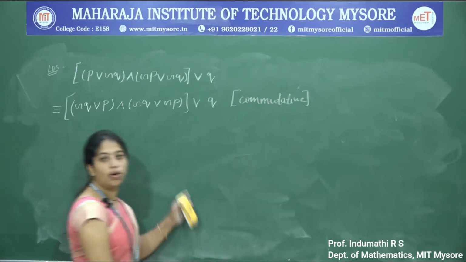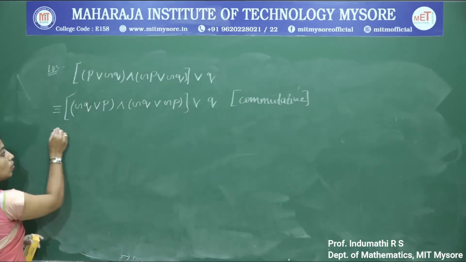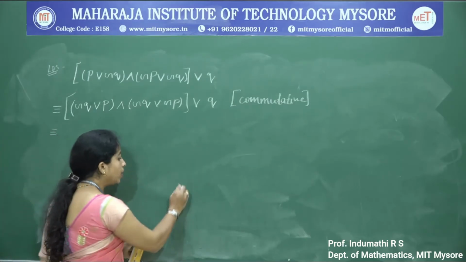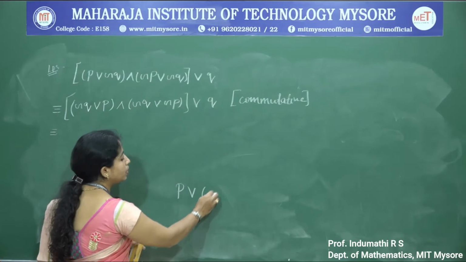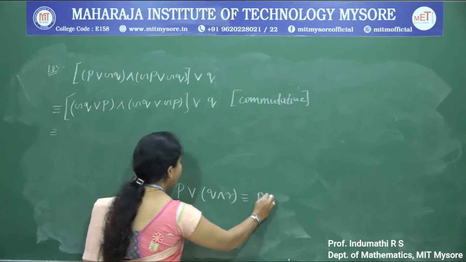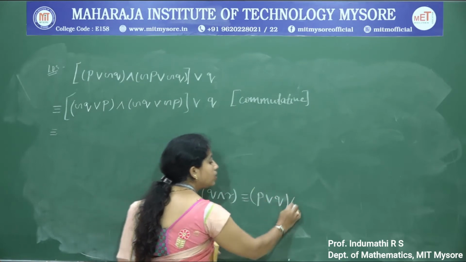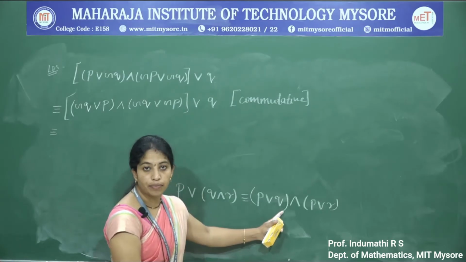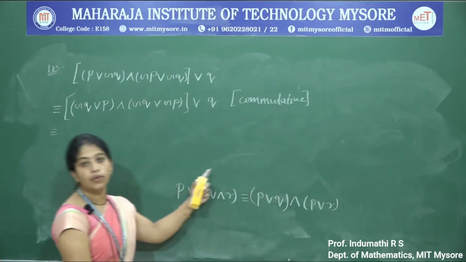We have applied law of commutative. Again, this is logically equivalent to... Hope you can remember law of distributive. Law of distributive is P disjunction of Q conjunction R is logically equivalent to P disjunction Q conjunction P disjunction R. This is the law of distributive. Now, RHS is equal to LHS.